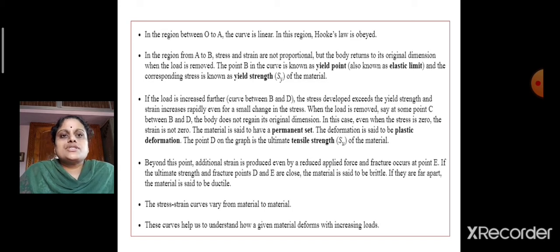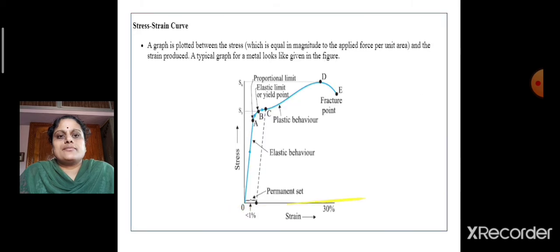In the region between O and A, the curve is linear. In this region, Hooke's law is obeyed. So you can refer to the region OA, where stress is proportional to strain, or Hooke's law is obeyed.